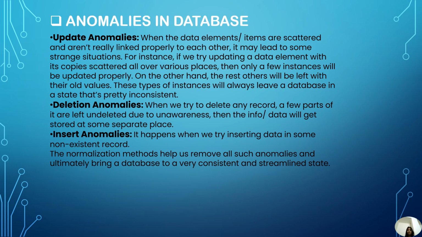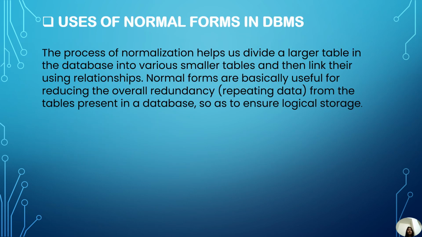Now let us talk about uses of normal forms in DBMS. The process of normalization helps us divide a large table in the database into various smaller tables and then link them using relationships. Normal forms are basically useful for reducing the overall redundancy or repeating data from the tables present in a database so as to ensure logical storage.